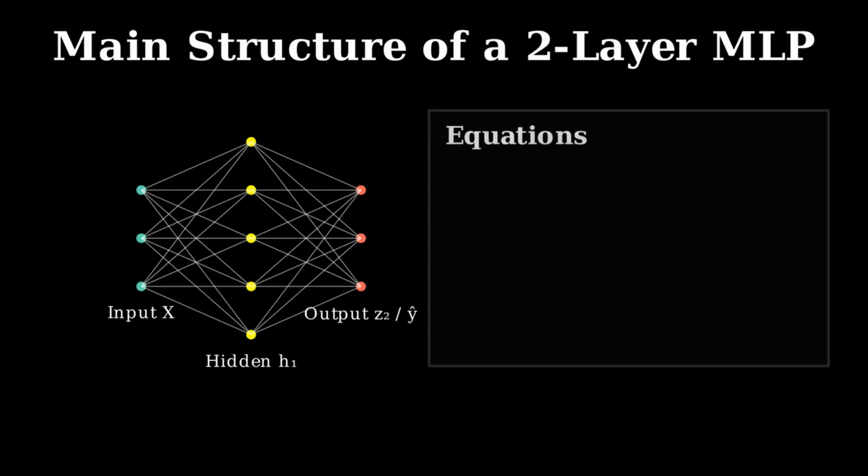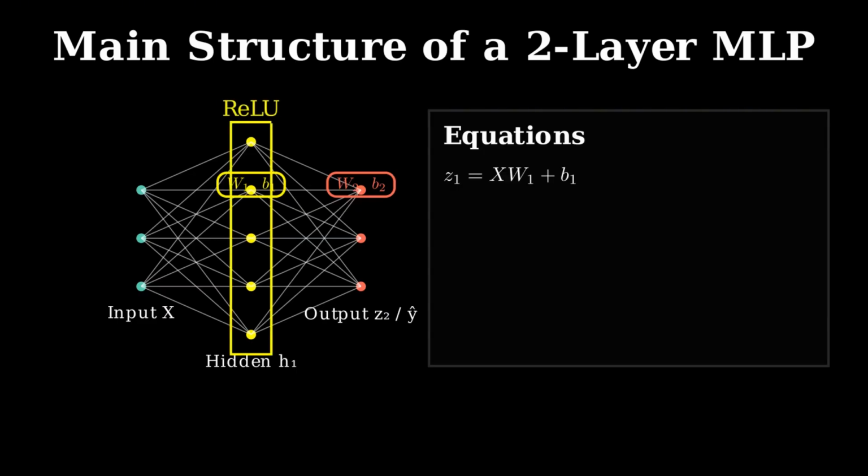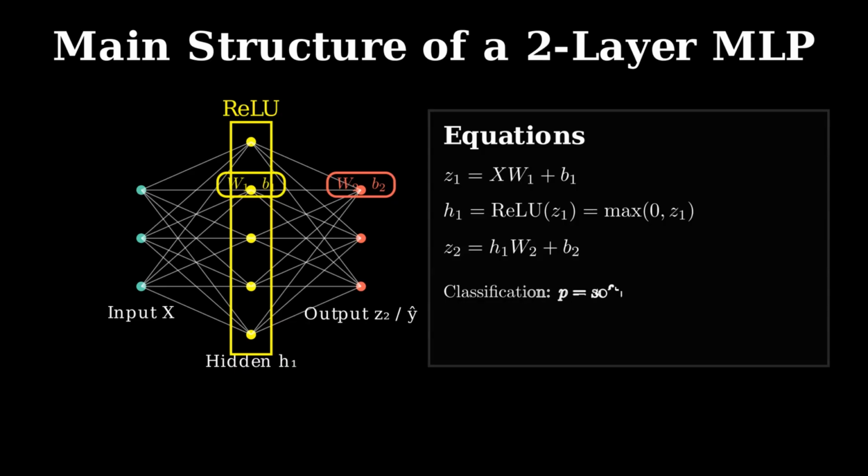First, the input data is passed through a linear transformation. This combines the inputs with their weights and biases. Next, we apply the ReLU activation function, which keeps positive values and sets negative ones to 0, adding nonlinearity. The transformed outputs then flow to the next layer. Finally, if this is a classification task, we apply softmax to turn raw scores into probabilities. For regression, we simply use Z2 directly as our predicted value. Together, these steps make up the forward pass of an MLP.